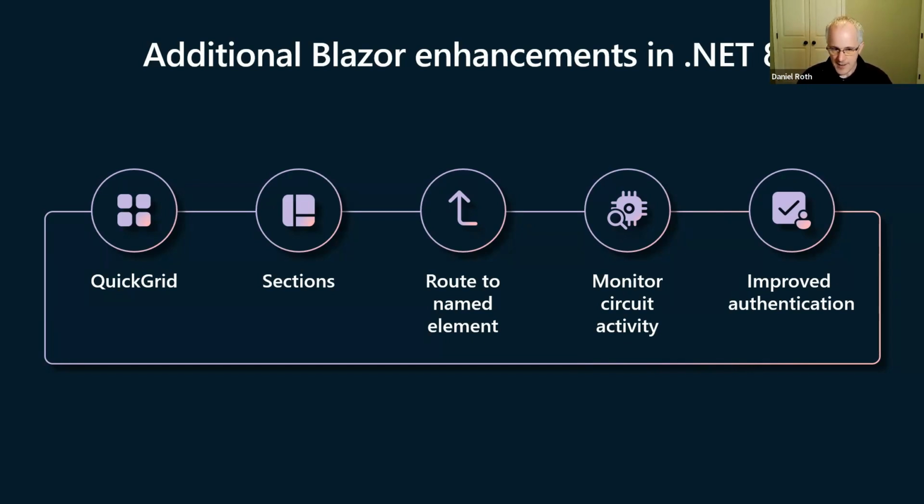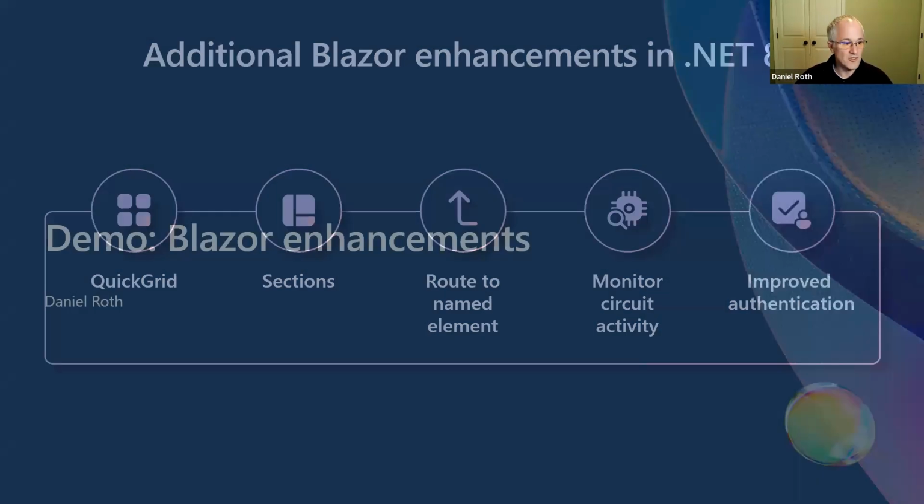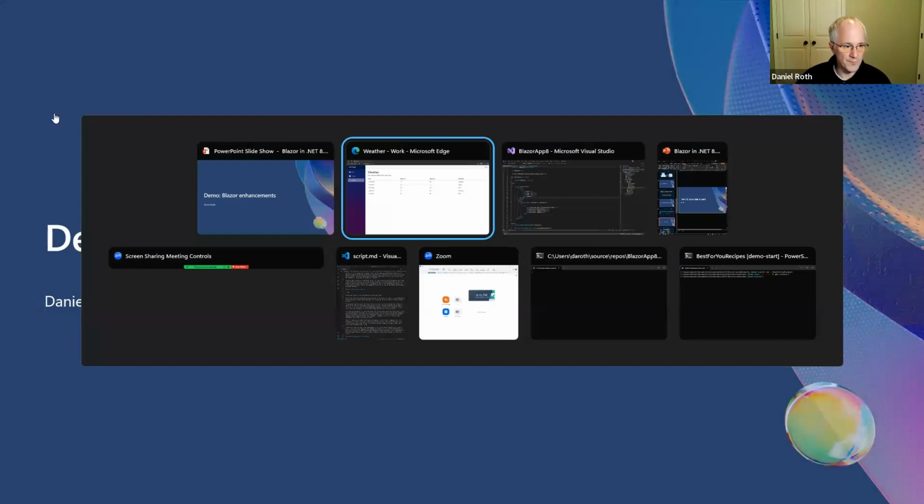We added an API so that you can monitor circuit activity for your Blazor Server circuits, so you can detect when circuits are idle. And we also did a bunch of improvements for authentication across the board in ASP.NET Core. For Blazor, that included adding out-of-the-box Blazor components for handling identity, for building in a default identity UI using ASP.NET Core identity. So I'll show you a few of these things really quick.